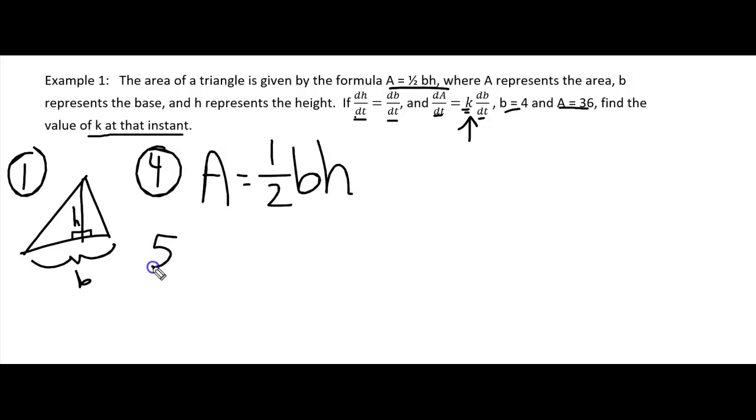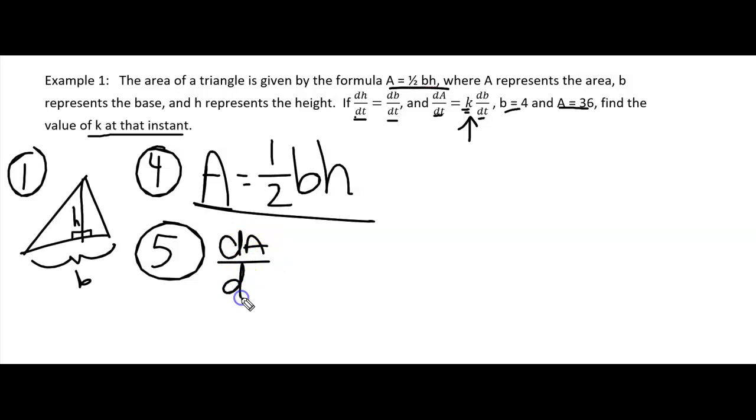Now step 5 in the steps that I gave you is take the derivative of this thing. So if you take the derivative of A, you get dA/dt. This over here is a product rule. So I'm going to treat the 1/2 b as my first element of the product, and I'm going to treat h as the second element of the product, and we'll go from there.